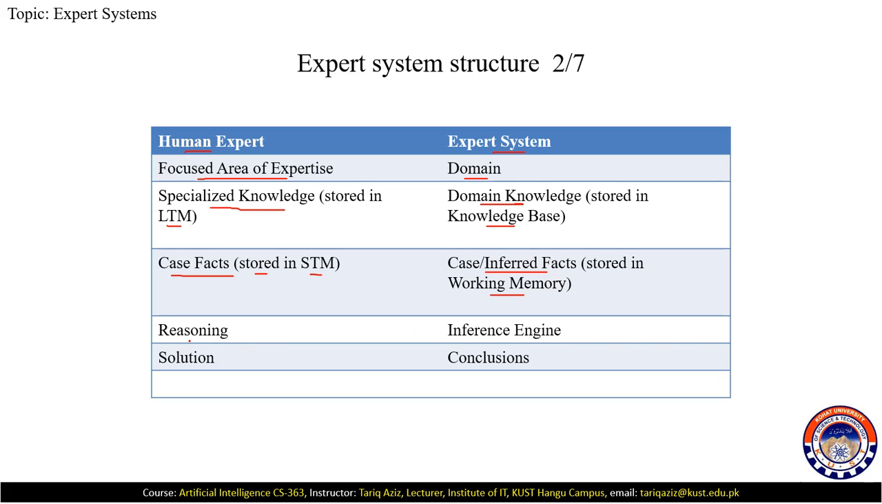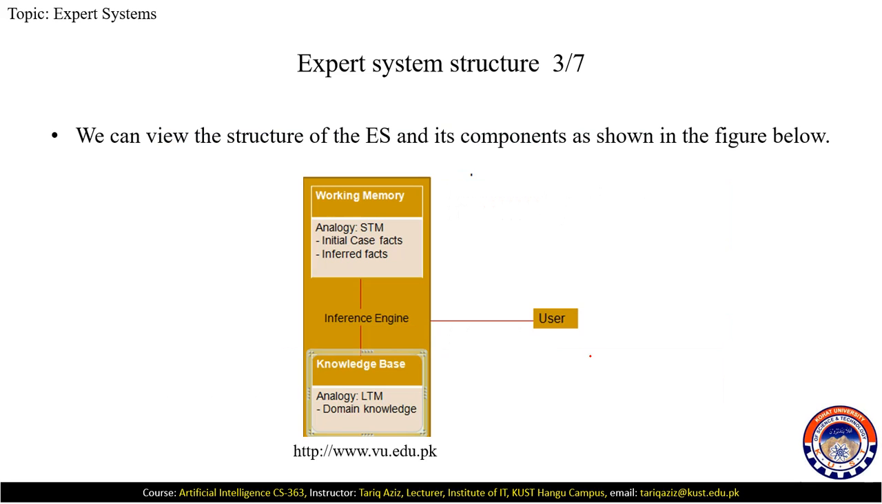Then the human expert performs the process of reasoning to solve the problem or to deduce new information, while in the case of the expert system, there is an engine which is known as the inference engine. Actually, this inference engine will perform the processing to deduce new information or to solve the problem. Finally, we will have a solution here, and in this case we will have the conclusions here. So this is the basic structure of the expert system.